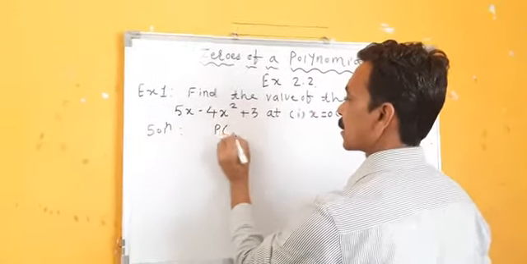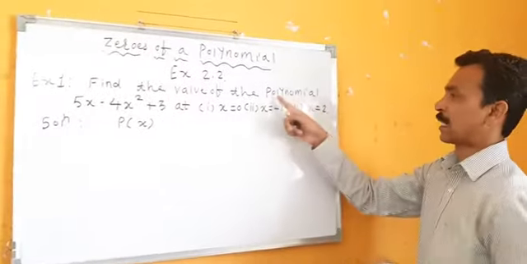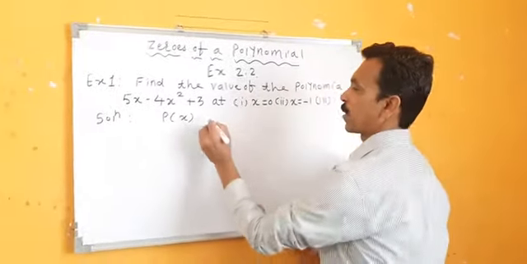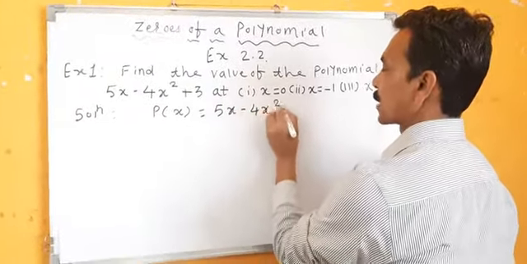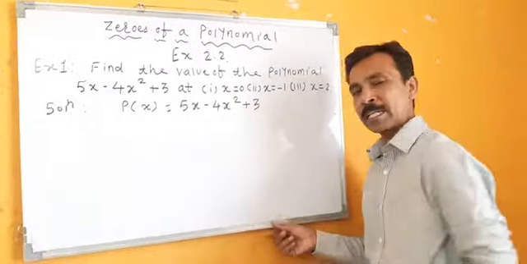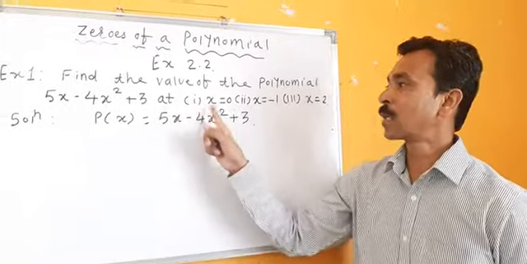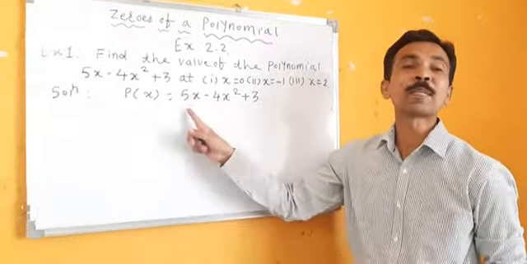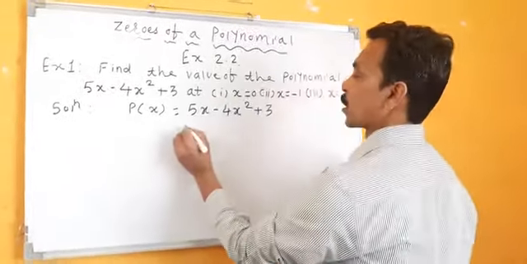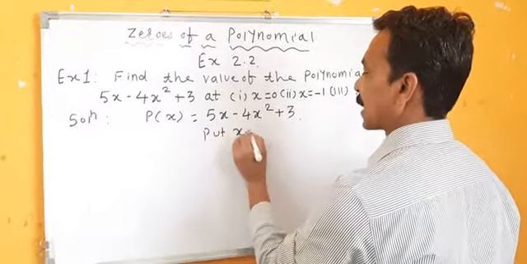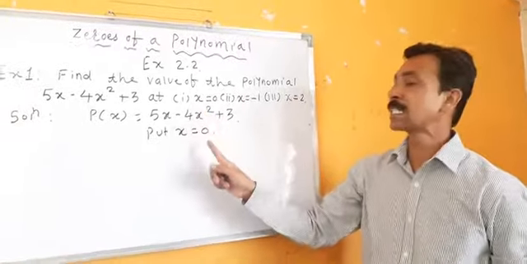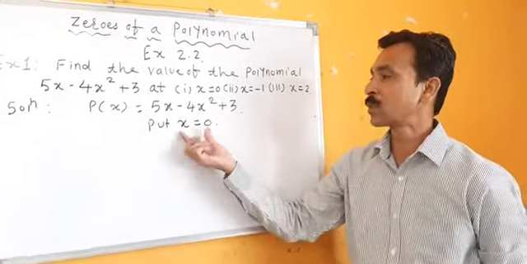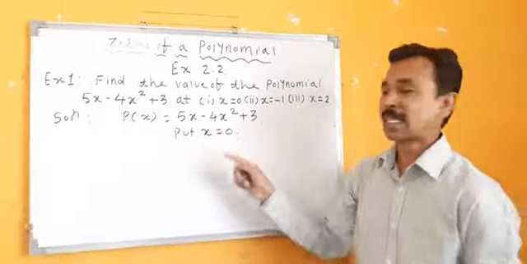P of x. Polynomial of x. What is p of x? 5x minus 4x square plus 3. This is p of x. But what is the value of x which you have to put in p of x? Put x is equal to 0 because in the first bit the value of x is 0. So I'll put x is equal to 0 in this p of x.